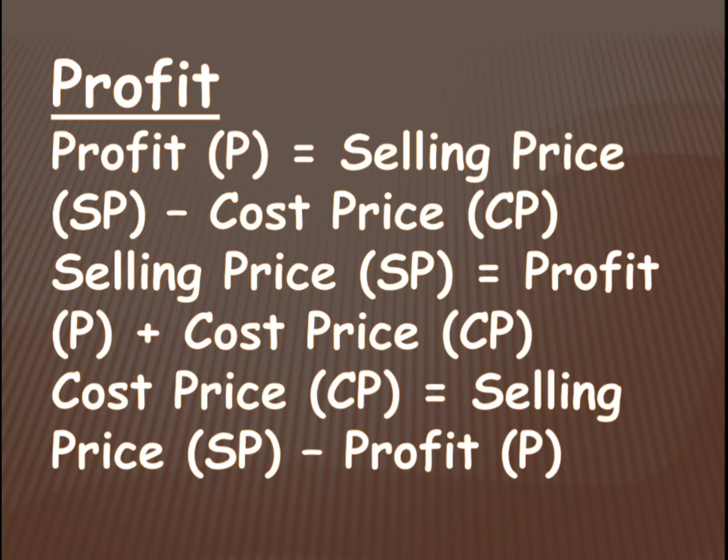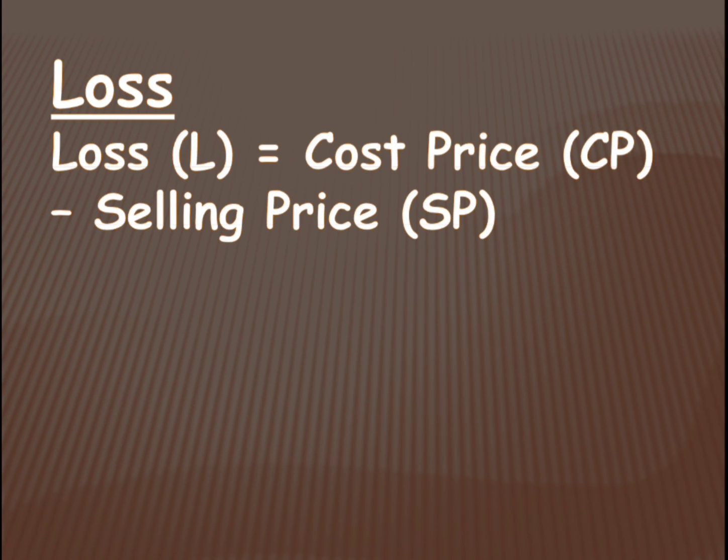Okay, in the same way loss also. So loss is equal to cost price minus selling price. Okay, when will you get loss? When you bought the thing for more and sold it for a lesser amount, isn't it? Cost price is what you are spending on that thing, and selling price is how much you gained, how much you sold that object or thing for.